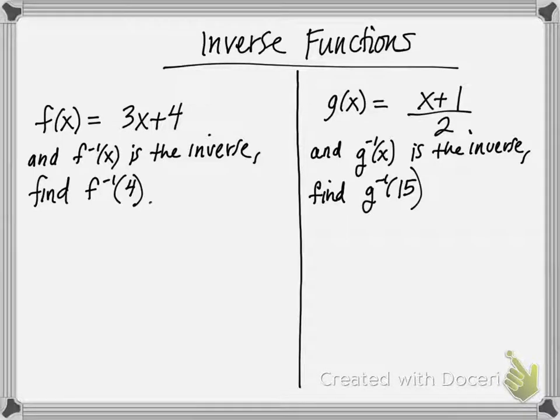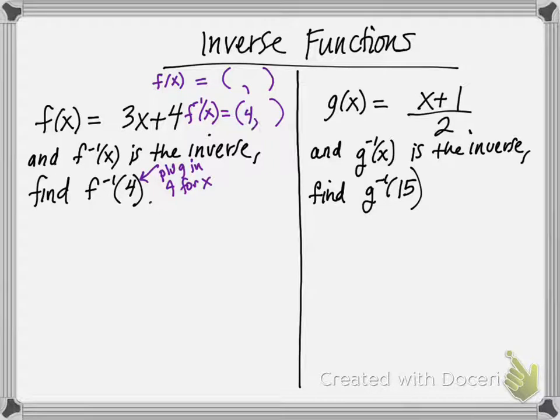For these two examples, there's two different ways that you can evaluate. So they give you f of x, and they want you to find f inverse of 4. One way to do that is the following. For f of x, I'm just going to leave this open as an ordered pair, okay? And then f inverse of x, when they say find f inverse of 4, plug in 4 for x.